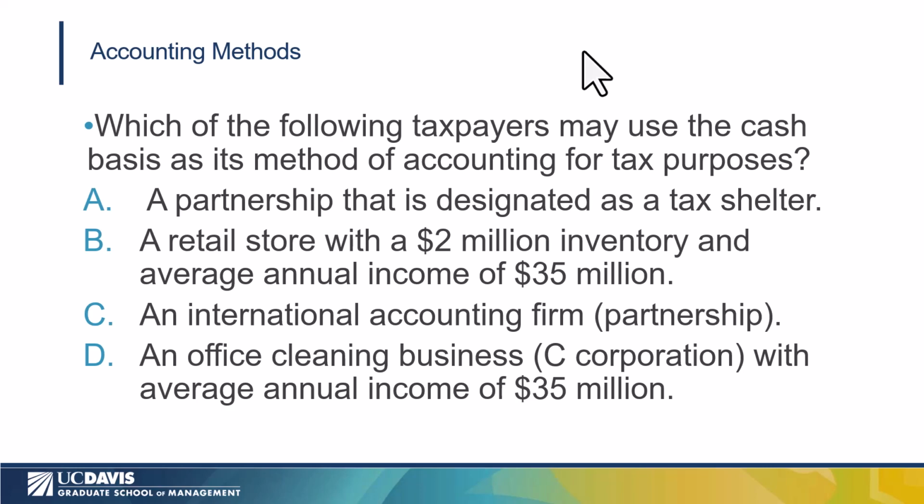Technically, taxpayers must use the accrual method if they are C Corps, again, over that limit, partnerships that have a C Corp as a partner, trusts, and tax shelters.